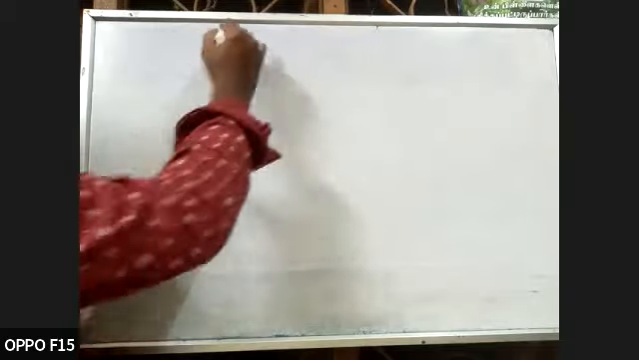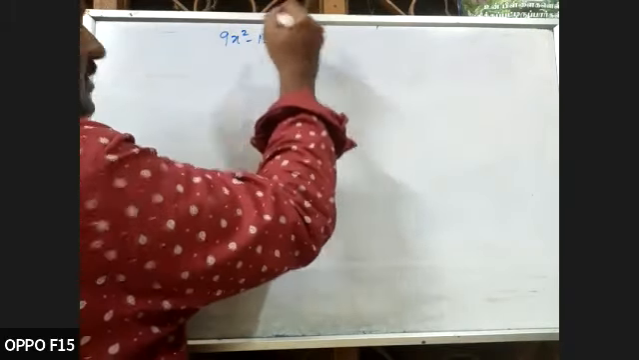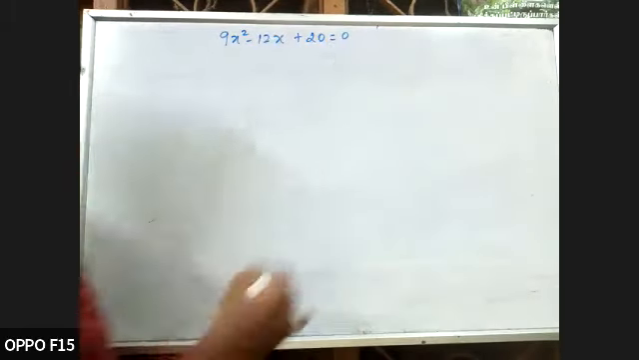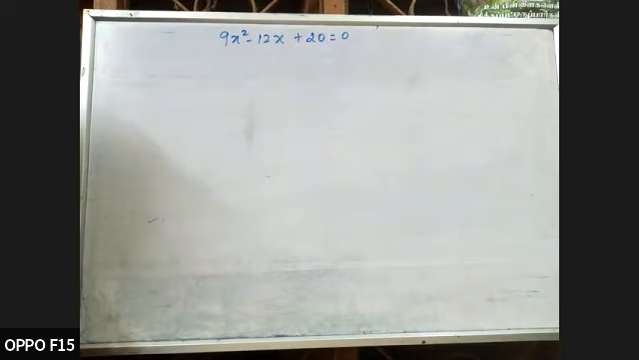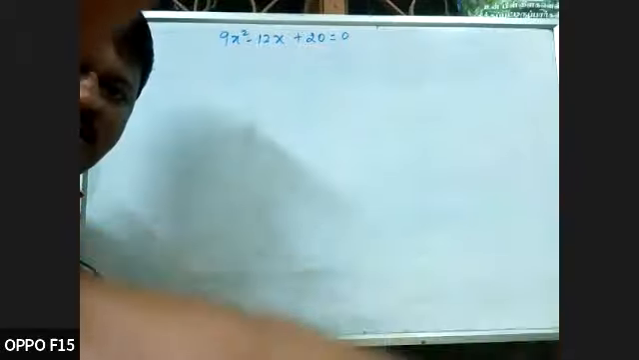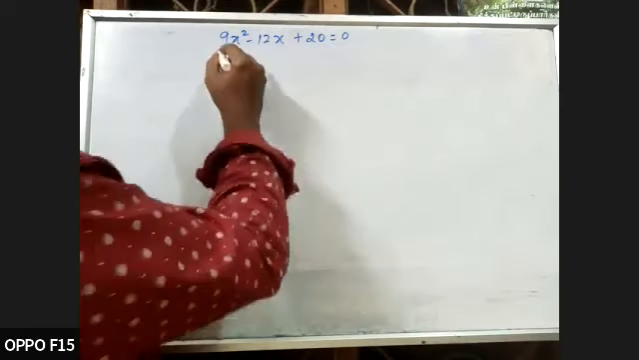Next, look. I can take this as 9x square minus 12x plus 20 equals 0. 9x square minus 12x plus 20 equals 0. Girls' side should answer: Suba Rakshini, Akshaya, any other girls, you can say. Are there girls? Divyashree, Kiruthika, anyone, say it. What is the sum of the roots? Sum of the roots is 4 by 3.